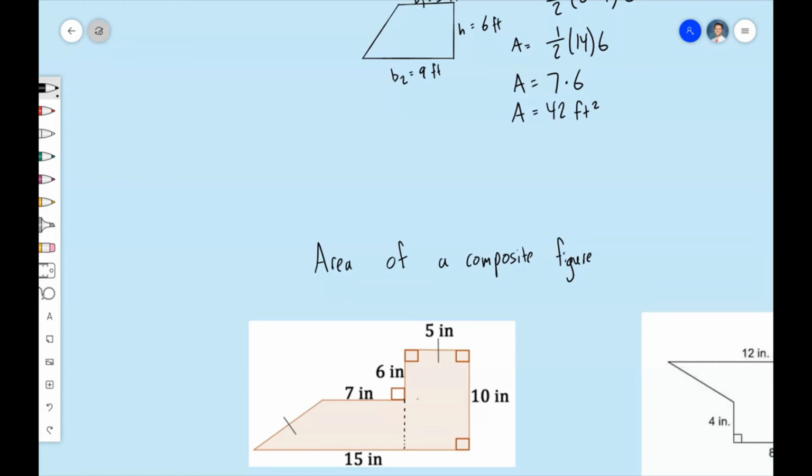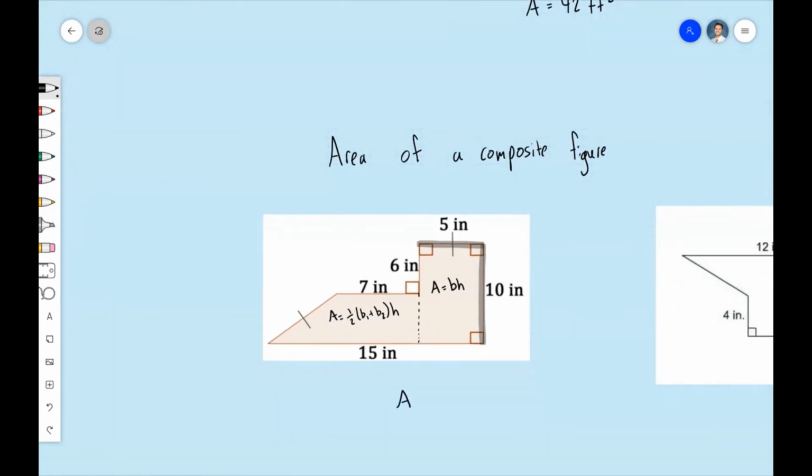So again, the area of this rectangle will be equal to the base times the height, and the area of this trapezoid will be equal to 1/2 base 1 plus base 2 times the height. Now, for our rectangle here, we can see we've got a height of 10 inches and a base of 5 inches. So if we were to multiply those, the area will be equal to 5 times 10. So our area of that rectangle is 50 square inches.